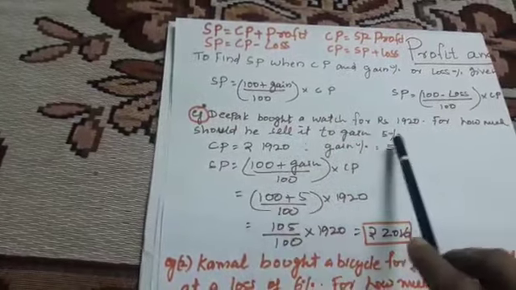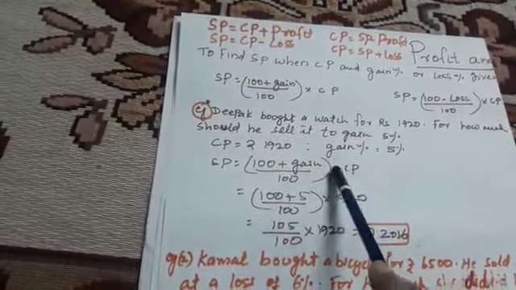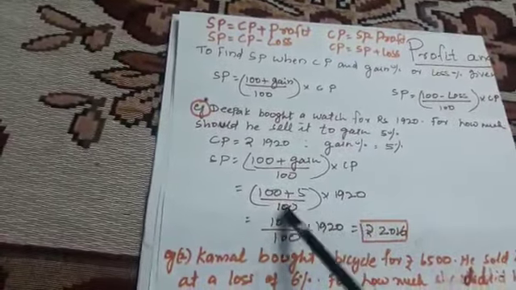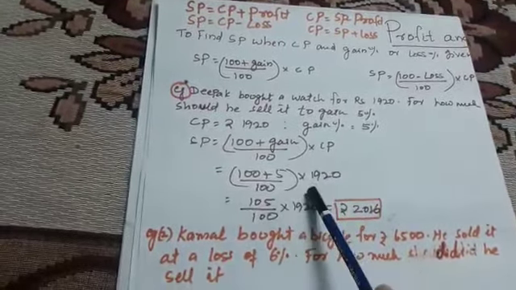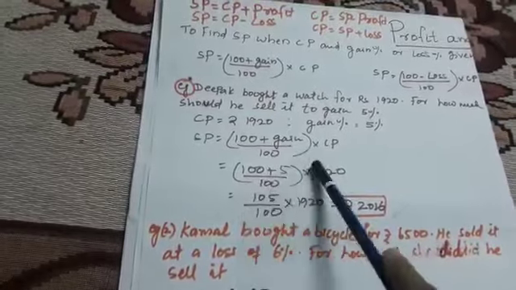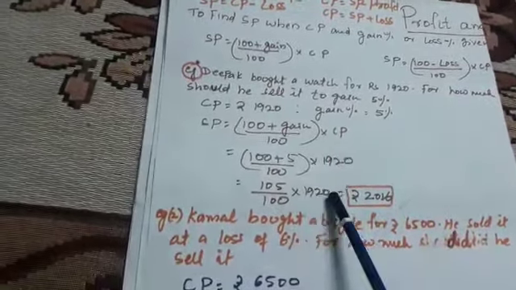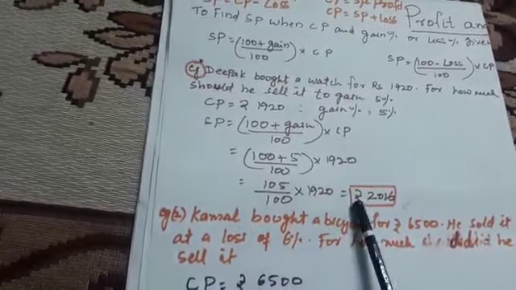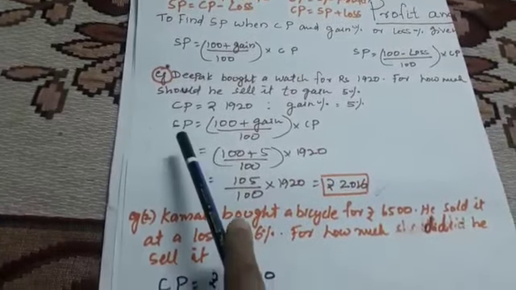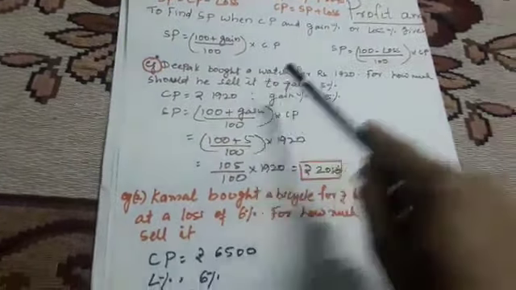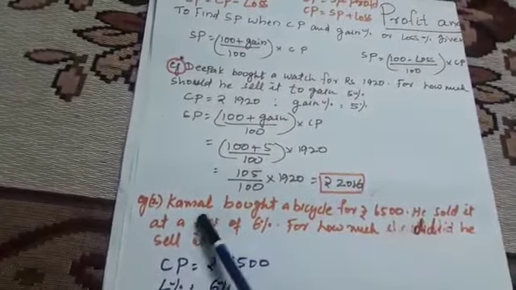We know since gain is given to you in percentage, we apply this formula: (100 plus gain) upon 100 into CP. That is (100 plus 5) upon 100 into 1920. 100 plus 5 is 105 upon 100 into 1920. On simplification, we get rupees 2016. That is, the SP of the watch is rupees 2016. Let us see another example.